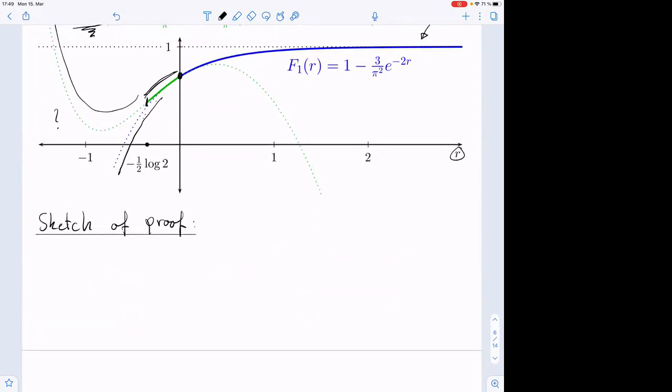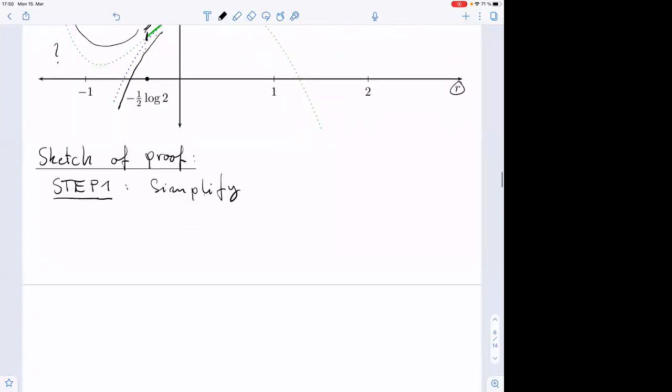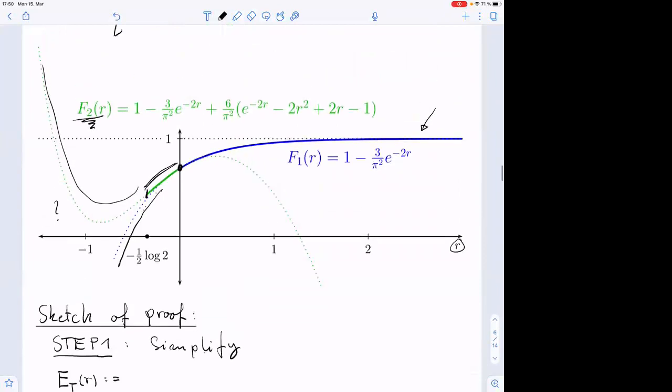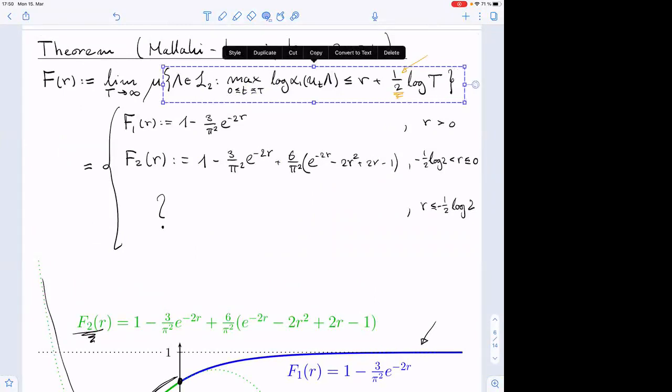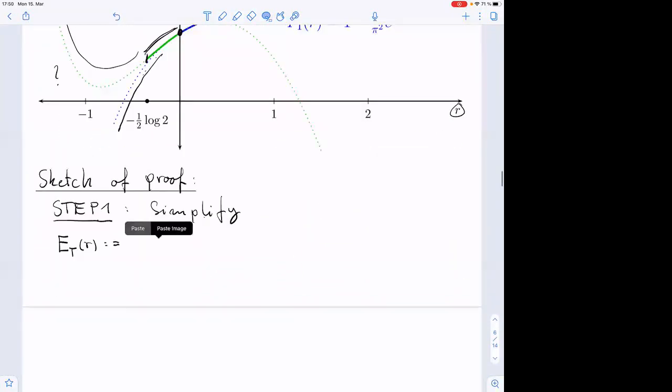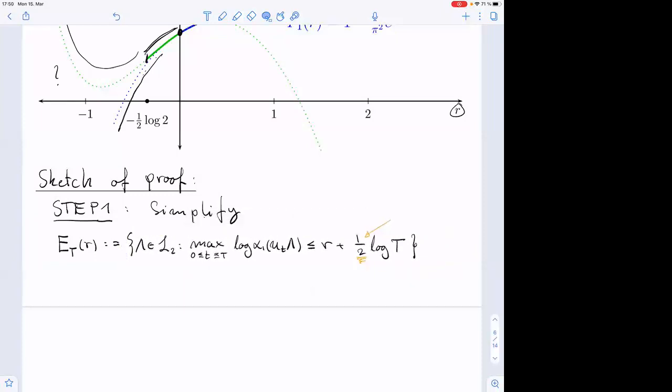Okay, so the proof goes as follows. So we have the first step, and that's just to simplify and reduce the problem. So we just say simplify. Okay, so what we want to do here is we start by defining the notation E_t of r, and this is really just my set from my theorem up here. So I'm actually just gonna copy it. Okay, so this is the set that we are interested in estimating the measure of eventually.